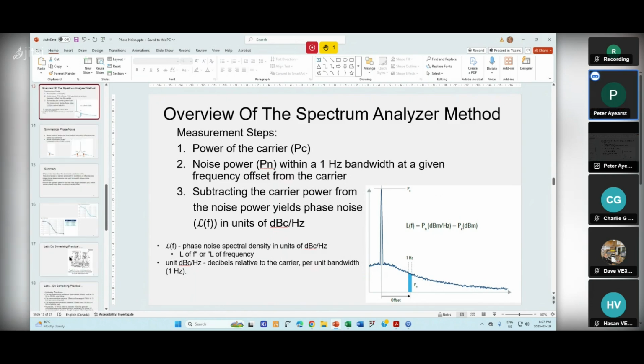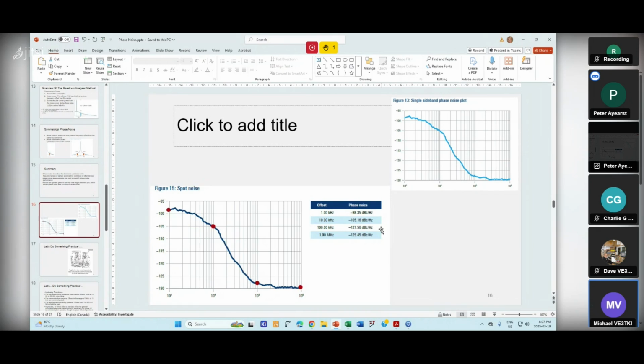See, when you do it, you get a plot like this, and sometimes you'll just quote a spot noise. This would be your frequency down here, so you're looking at a certain offset. In this particular case, with this one carrier, if you quoted the offset at 1 kilohertz, you're at minus 98. And if you're 100 kilohertz away, you're at minus 127. So that's what I'm saying: you need to declare what offset you are taking your reading at.